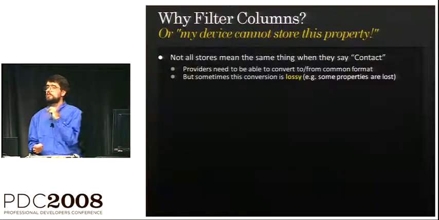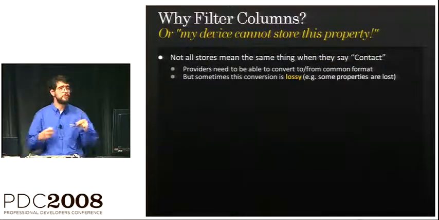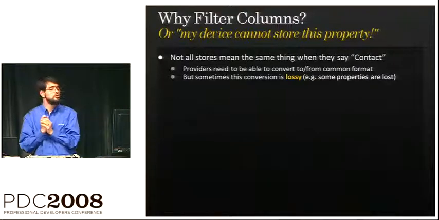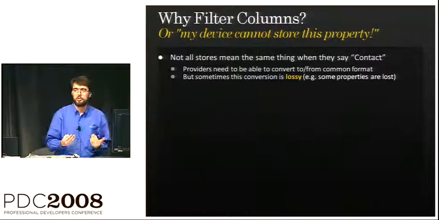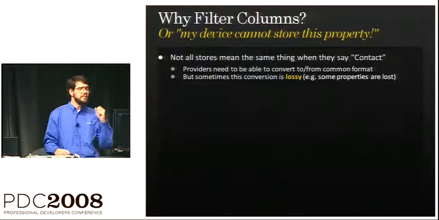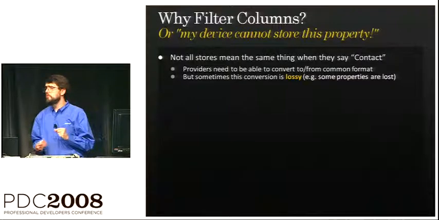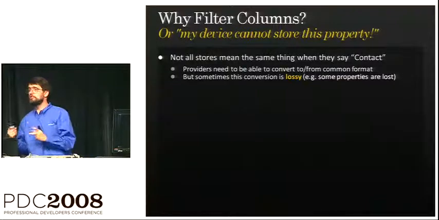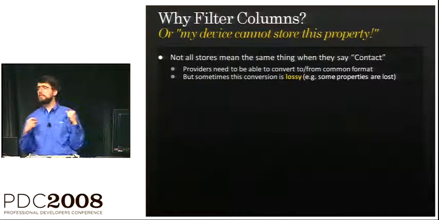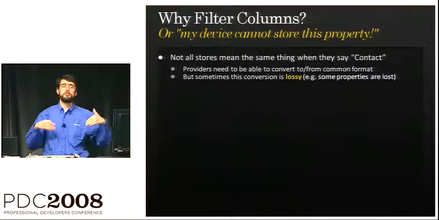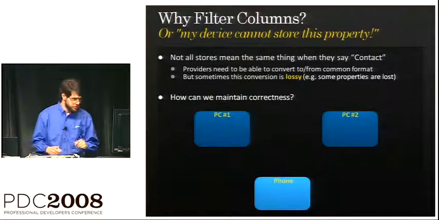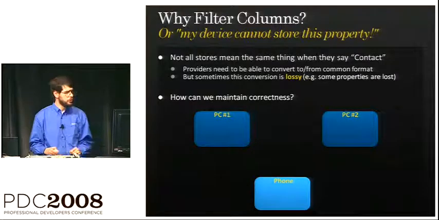Column filtering is a different kind of filtering. In this situation, an endpoint decides that it not so much doesn't want to get all of the objects, but rather it doesn't want to get the entirety of a single object. This is particularly common with devices, which simply can't represent the full richness of the data model of a PC or a service. And when they convert the data to the device format, this conversion is lossy. Some of the properties are lost. So let's look at an example of that just to make sure that we're all talking about the same thing.